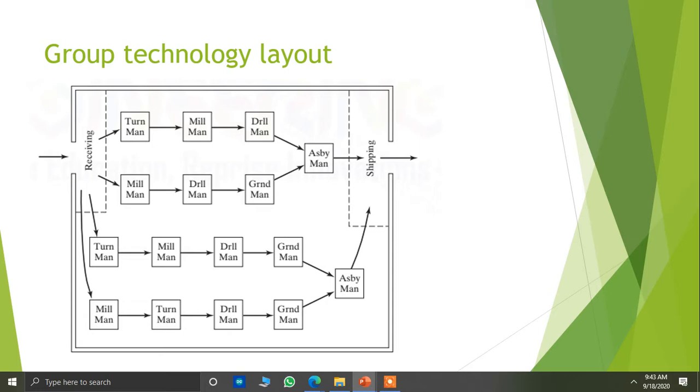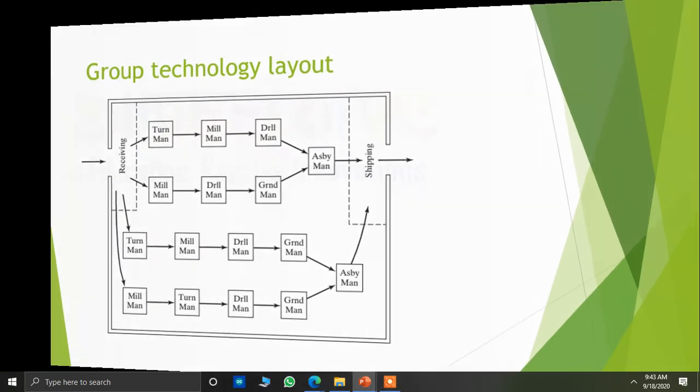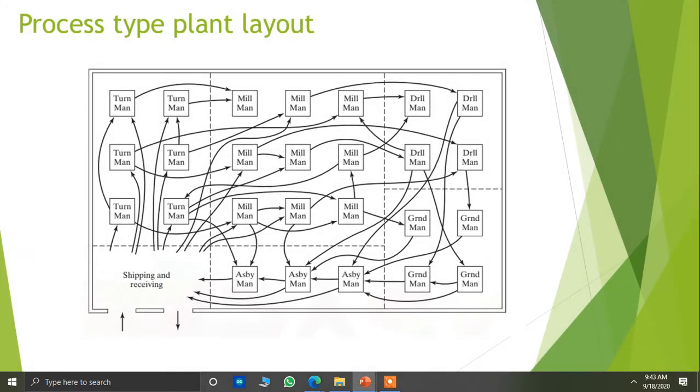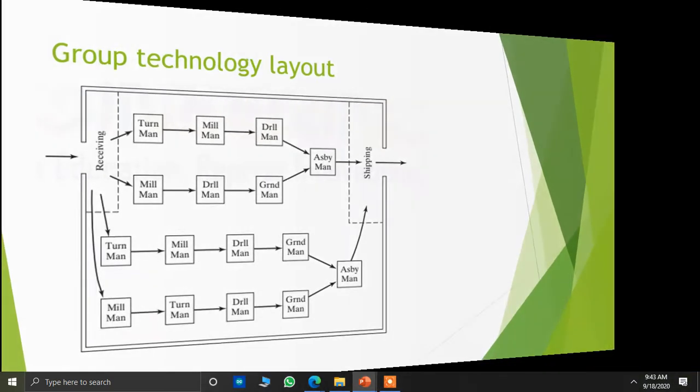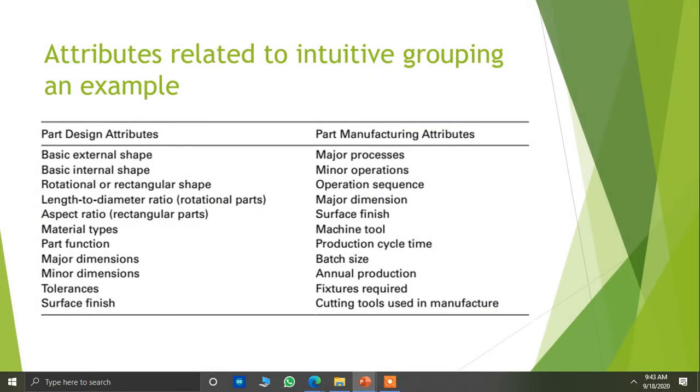You understand the difference between your regular plant layout, which is also organized, but the problem is it is organized in terms of type of machines but not on process flow. Yes or no? Yes, sir. Okay, let us see an example of intuitive grouping.